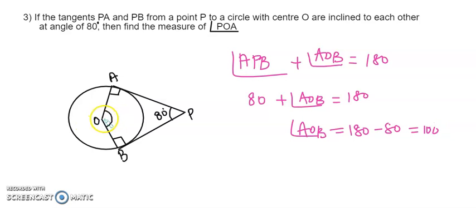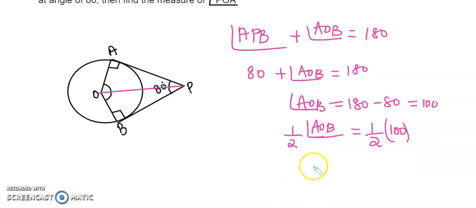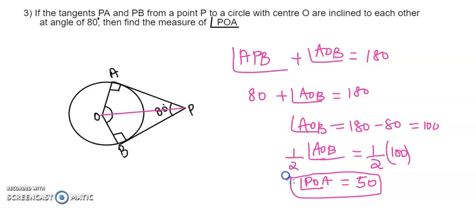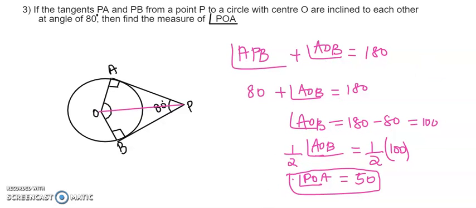Now, can we say half of AOB is POA? Because if I join this line, correct? So I'll get that. So half of angle AOB is half of 100. Half of angle AOB I can write as POA, and that is 50. Right? Clear? Okay, let's go to the next one.